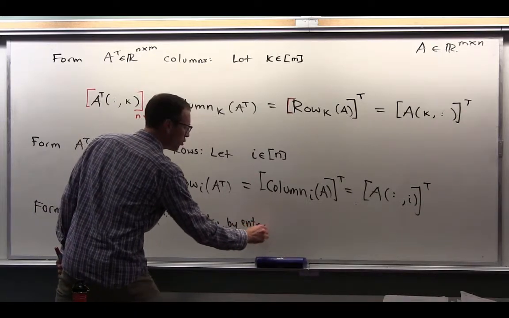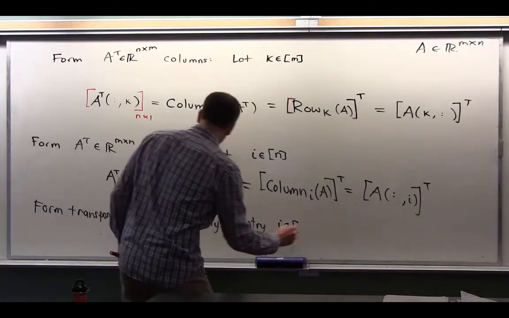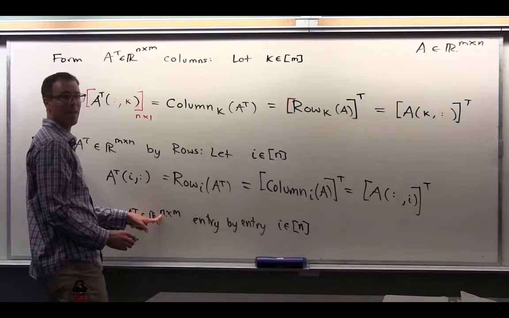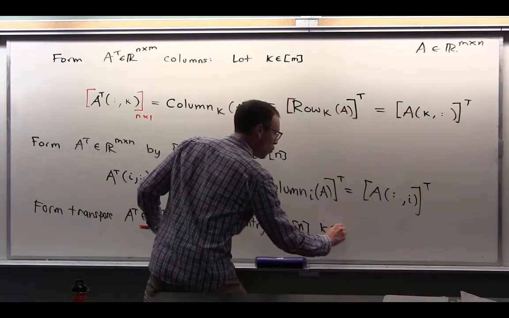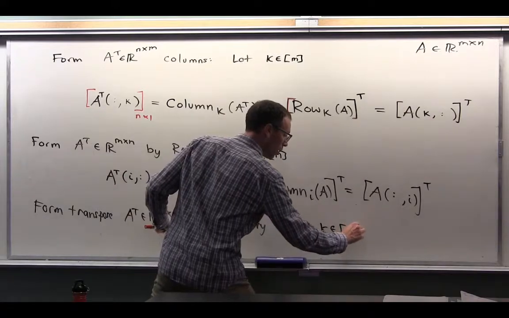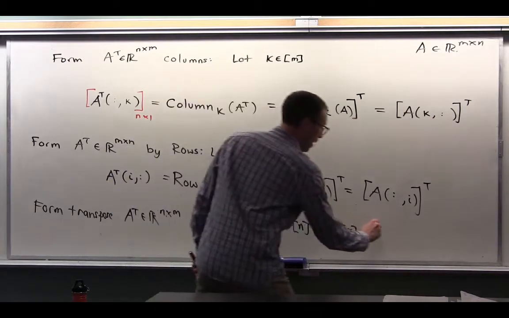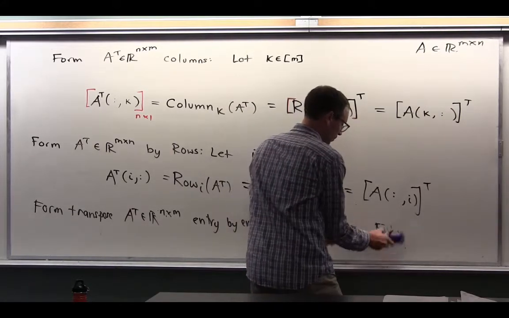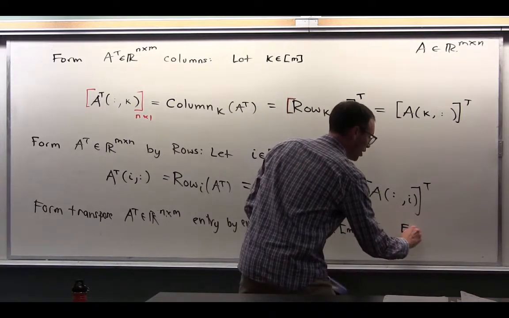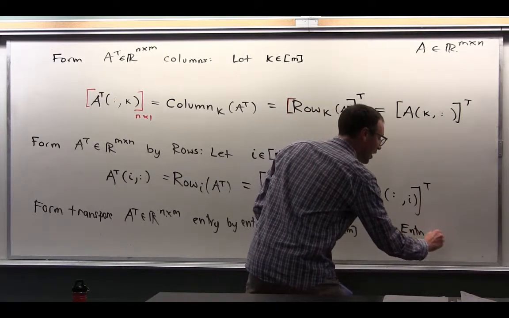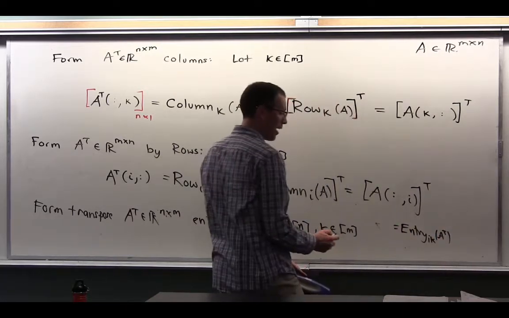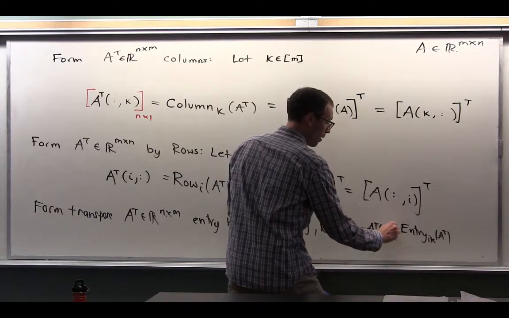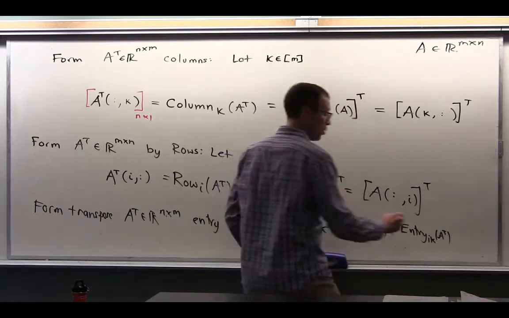In order to do it entry by entry, I actually would need that i represents a row. So how many rows do I have of the transpose? n of them. And I would need that k represents a column. Let's go ahead and take the entry operator. ik of the matrix A transpose. How would I do that in MATLAB notation? i comma k. What's that equal to in my original matrix?